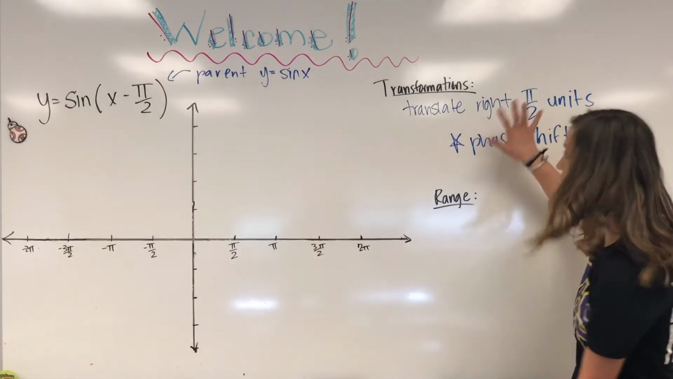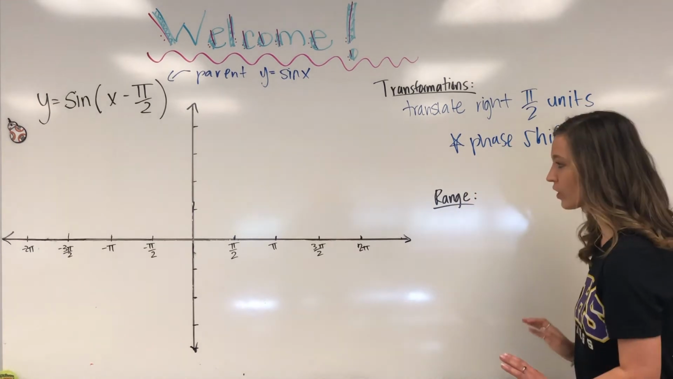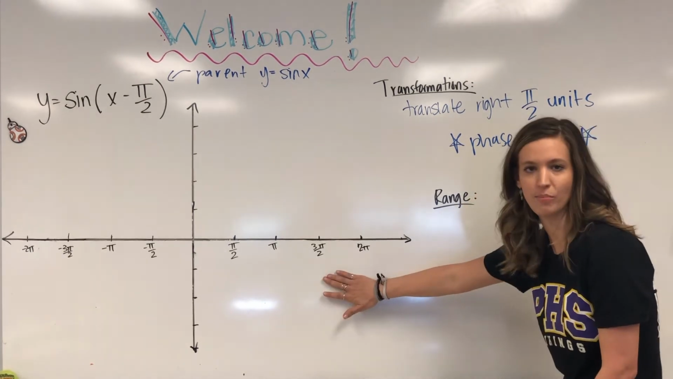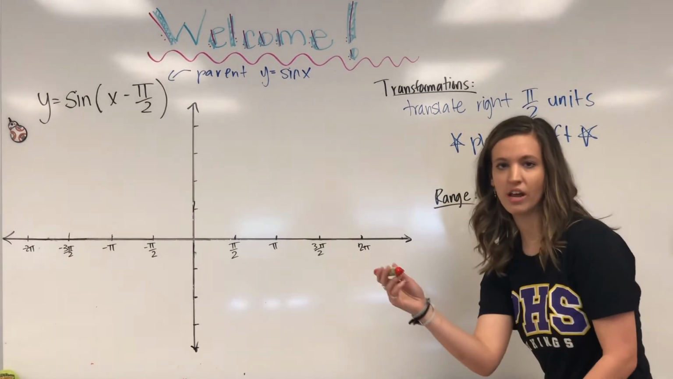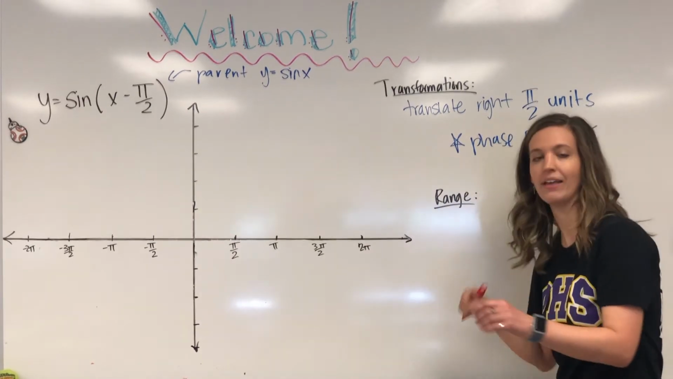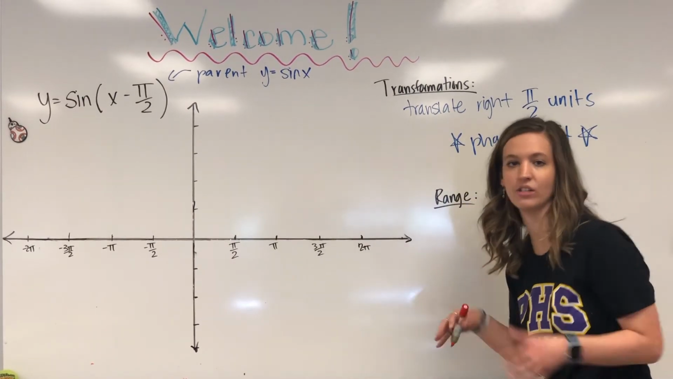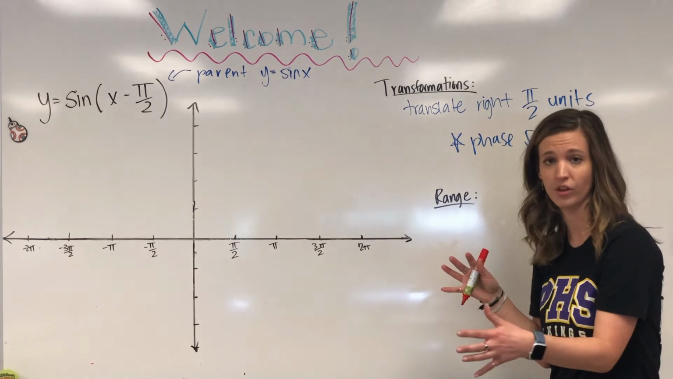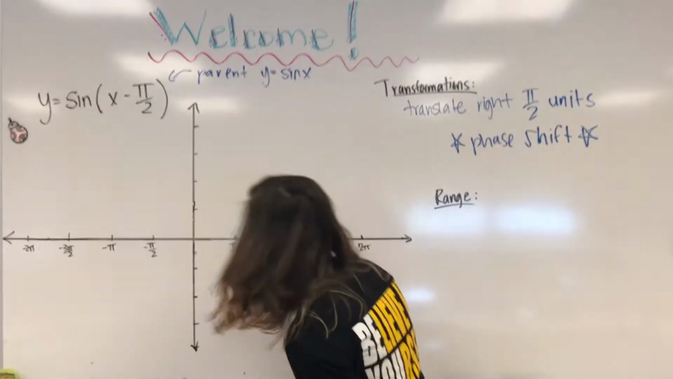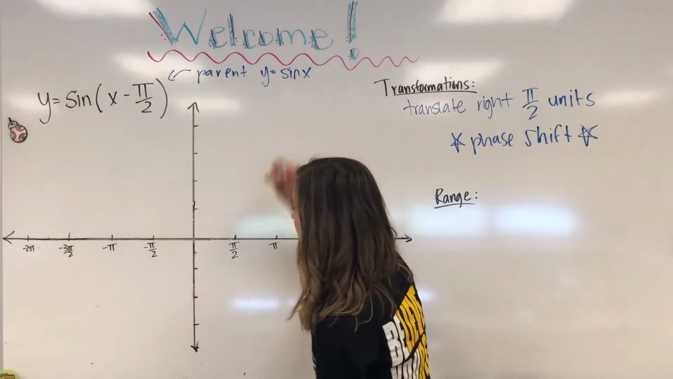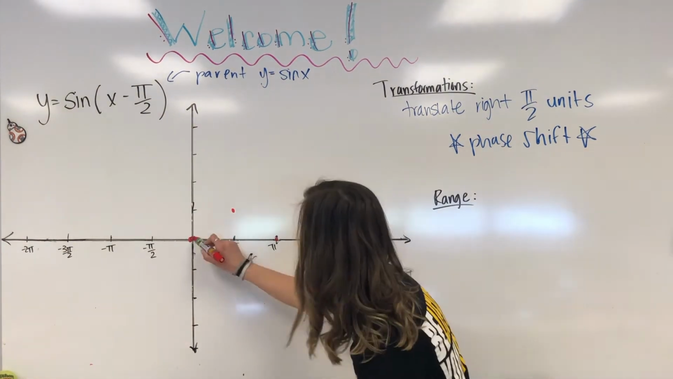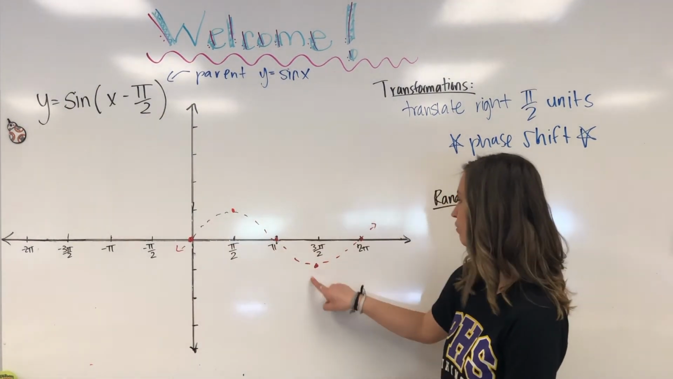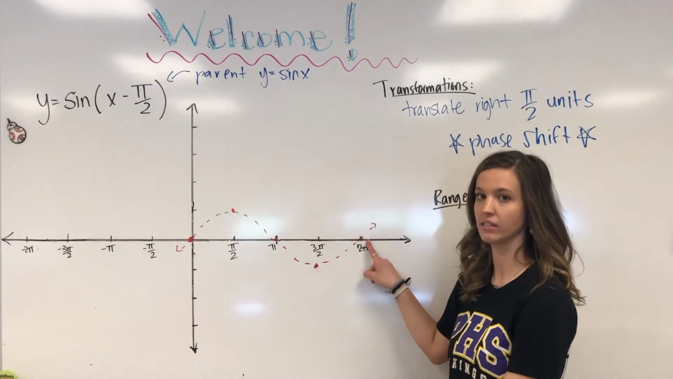Okay, so now that we know what our translation is, what we're going to do first is we're actually going to graph the parent function. Now, I'm going to do this in another color, and we're actually going to dash line this graph because it's not really there. It's just going to be there to help us know where to move the new graph. So sine is our parent function, sine x, so we start at 0. We went high, back to 0, low, and then ended at 0.